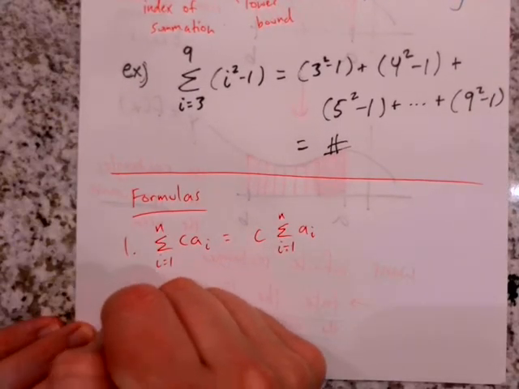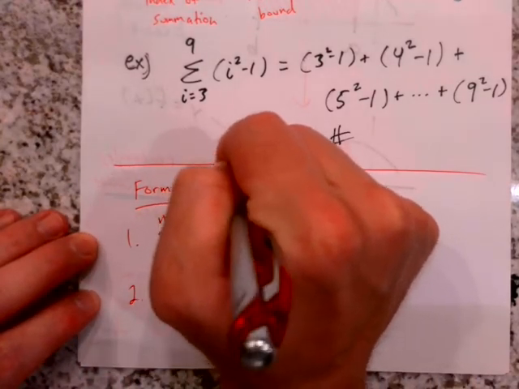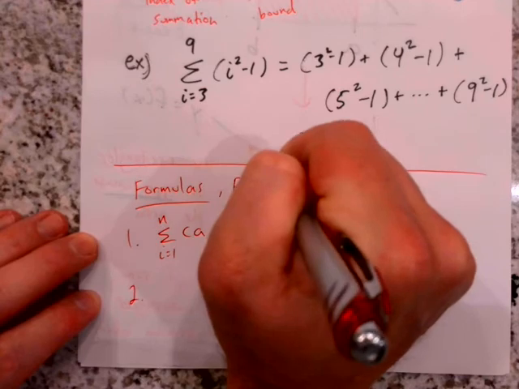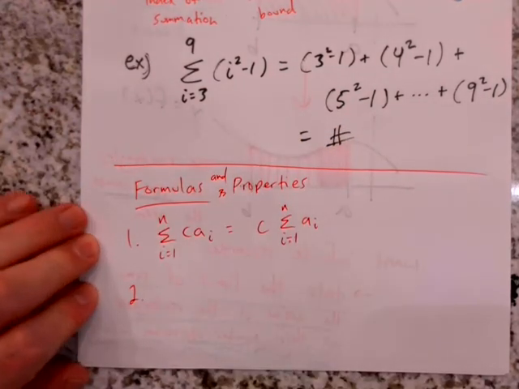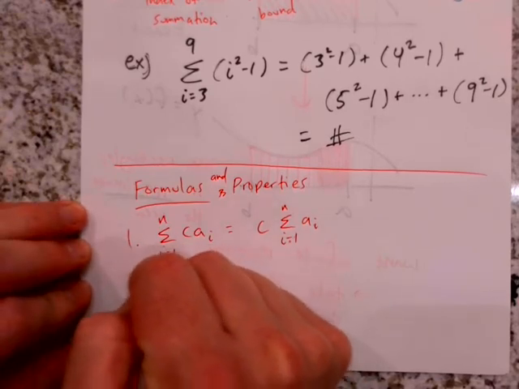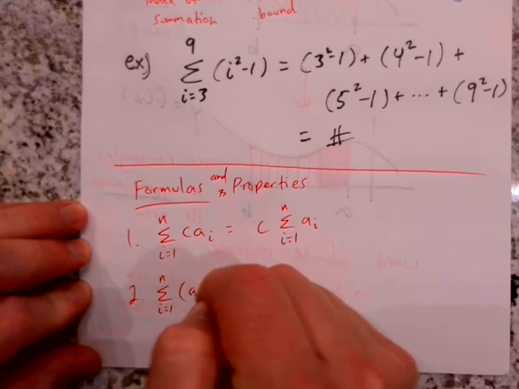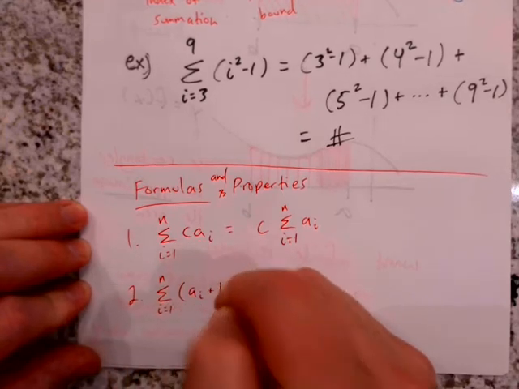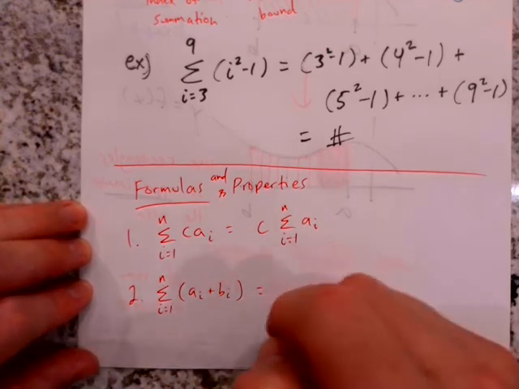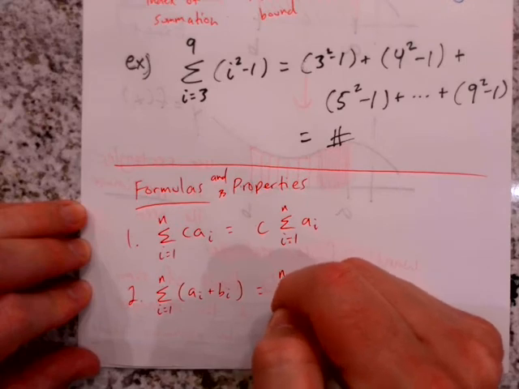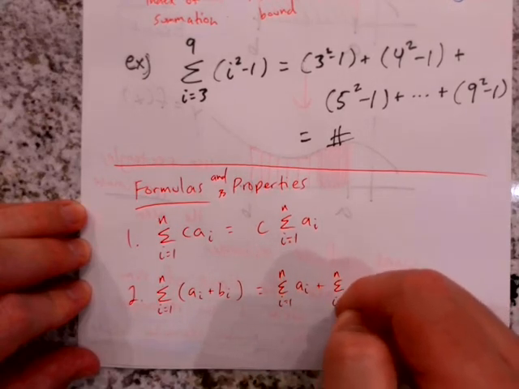The second formula, or property, I should say properties. I'll say formulas and properties. The second property is also a property that we have from limits, derivatives, and antiderivatives. If you have the sum or difference of two different sequences whose sum you are taking, you can express that as the sum of a sub I plus the sum of b sub I.